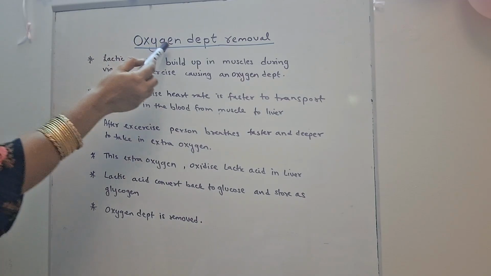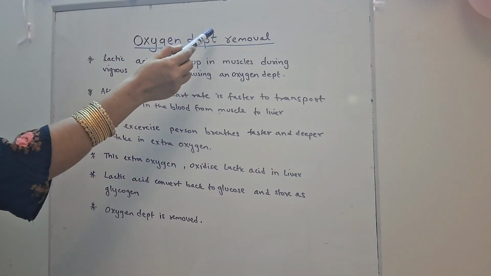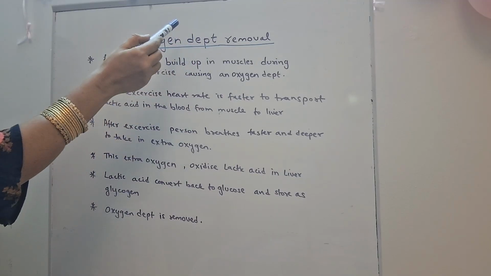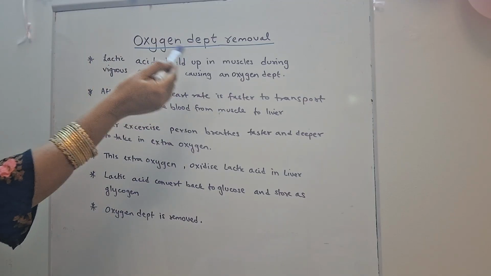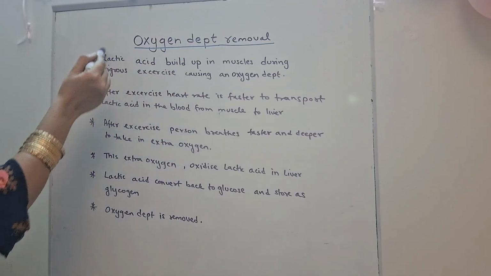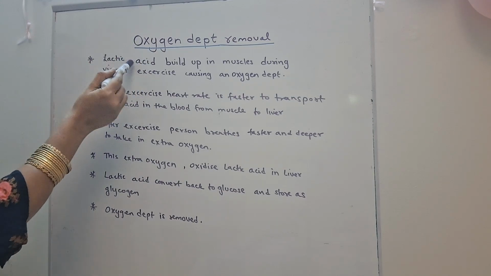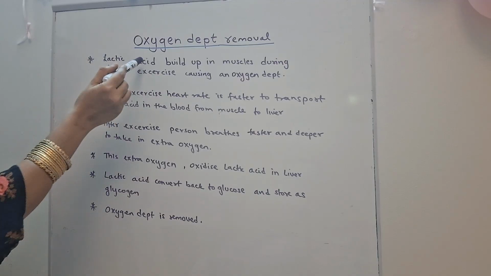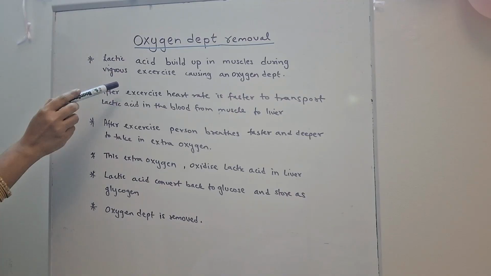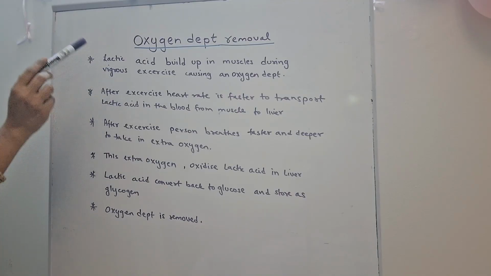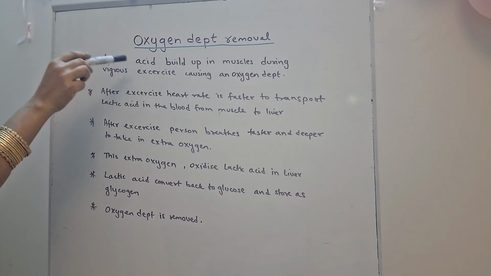Okay. Here we will understand the oxygen debt and its removal. So what is oxygen debt? Oxygen debt is created when muscles undergo anaerobic respiration and lactic acid is formed. This lactic acid needs to be removed, and in order to remove it, the lactic acid needs to be oxidized, and for the oxidation of lactic acid we need extra oxygen.